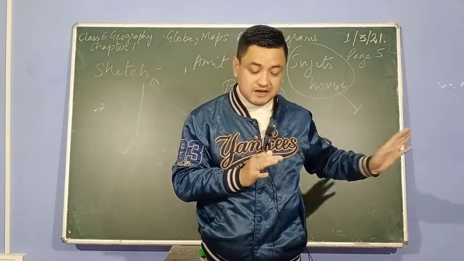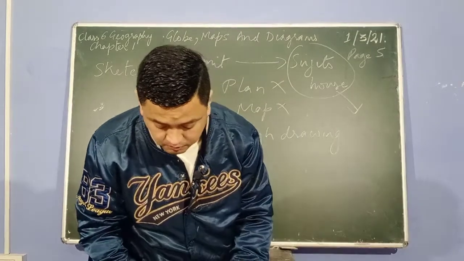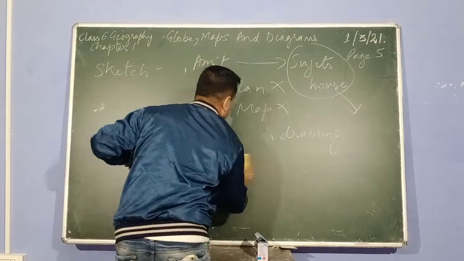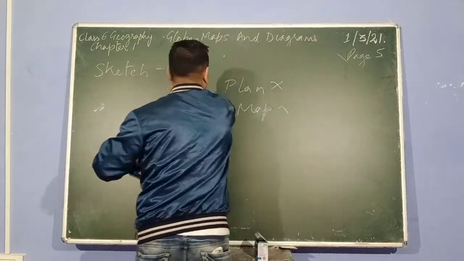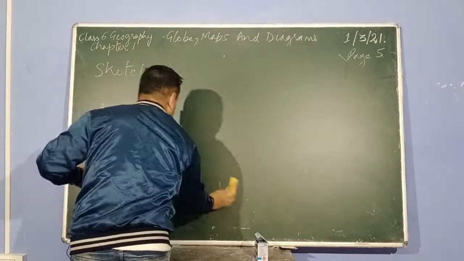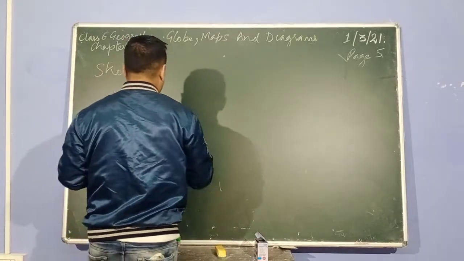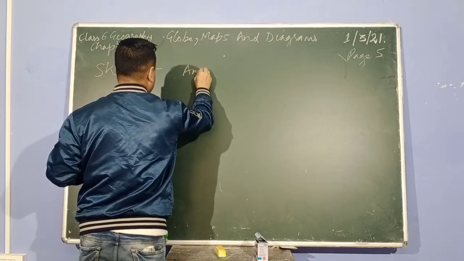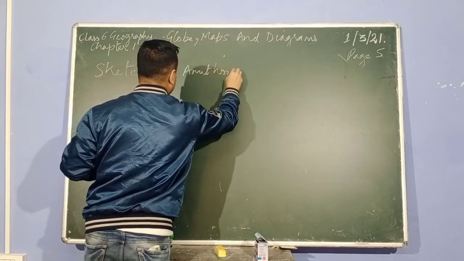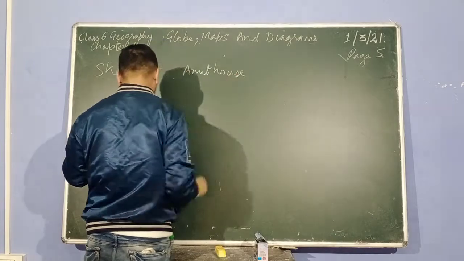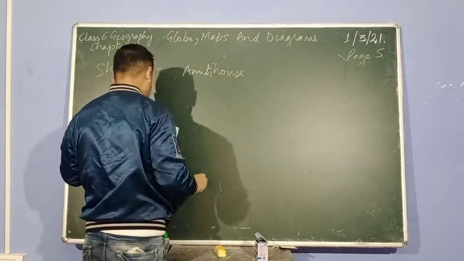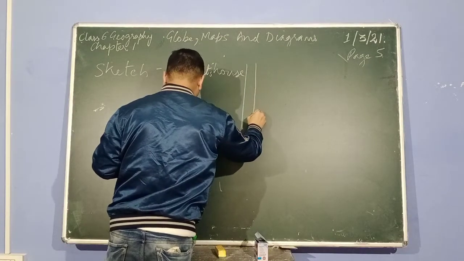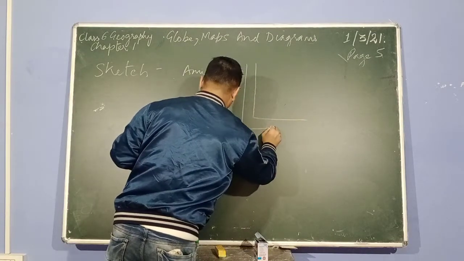Now I will show you by making a picture on the blackboard. Now you can also draw it. Now I'll make Amit's house here. So I'm doing a sketch. Amit's house is here. Now here you have a street which goes this way. Then here you have another one like this.